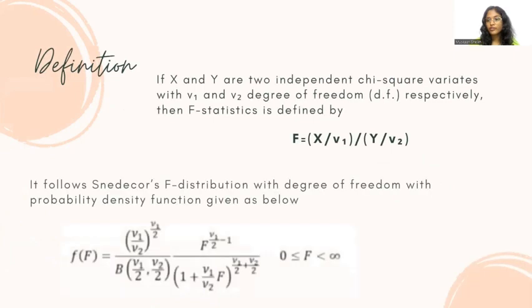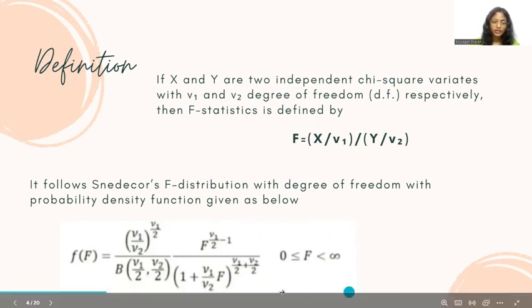So the definition of F distribution is that if x and y are two independent chi-square variates with nu1 and nu2 degrees of freedom, respectively, then the F statistic is defined by F equals (x divided by nu1) divided by (y divided by nu2). It follows Snedecor's F distribution with the degrees of freedom, with probability density function given as below.